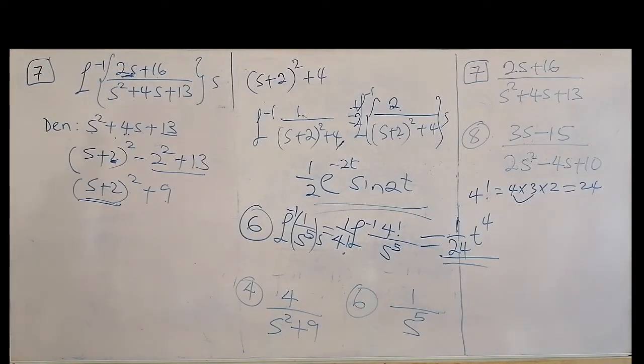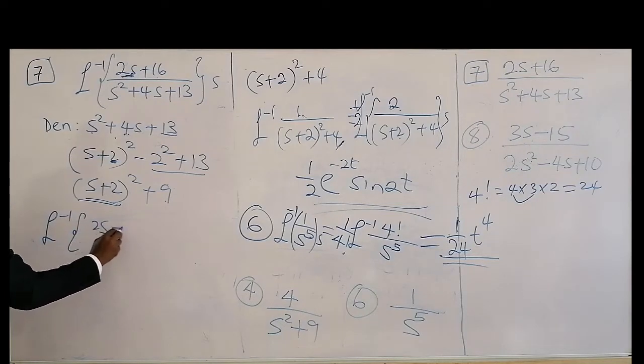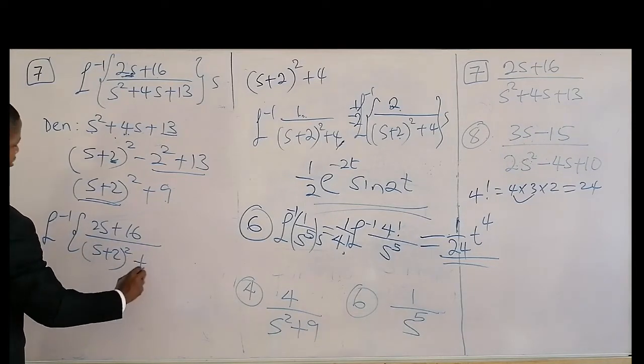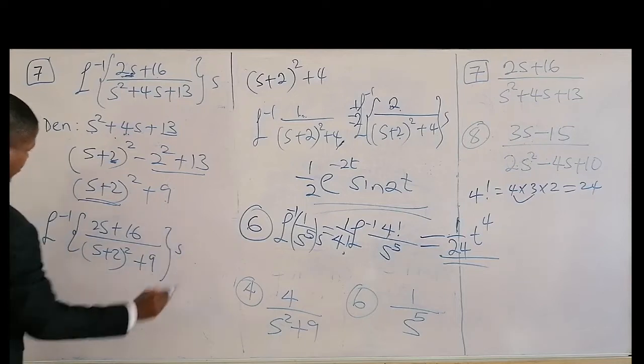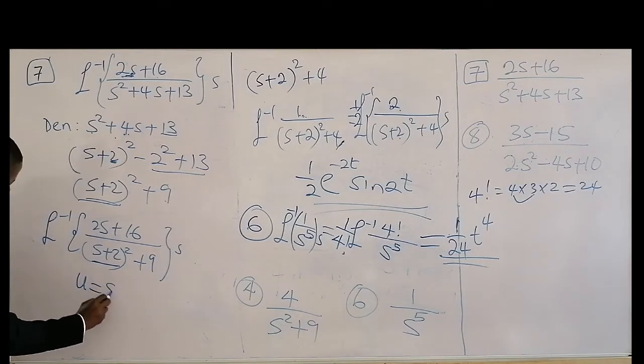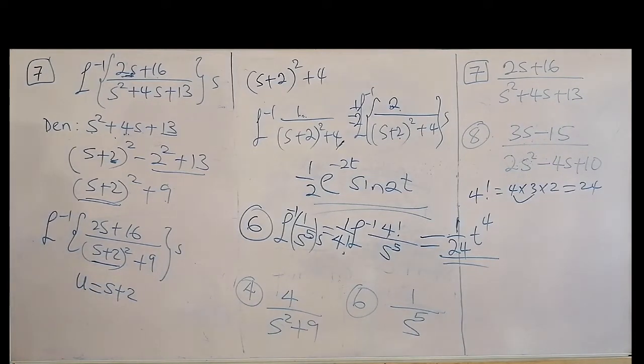Okay, so how do you do that? Then I'm going to say now, I'm having now inverse Laplace of 2x plus 16 all over x plus 2 squared plus 9. So the next thing to do now, I'm going to substitute for this. Let u be this. Okay? Then can we make the x the subject here?